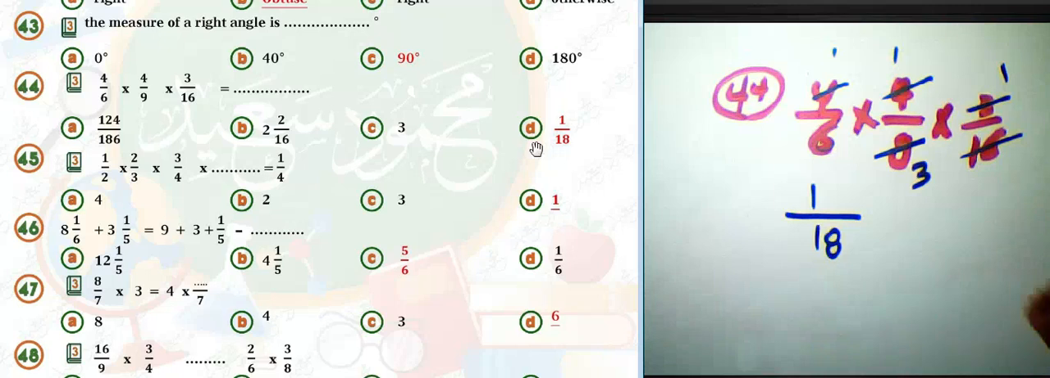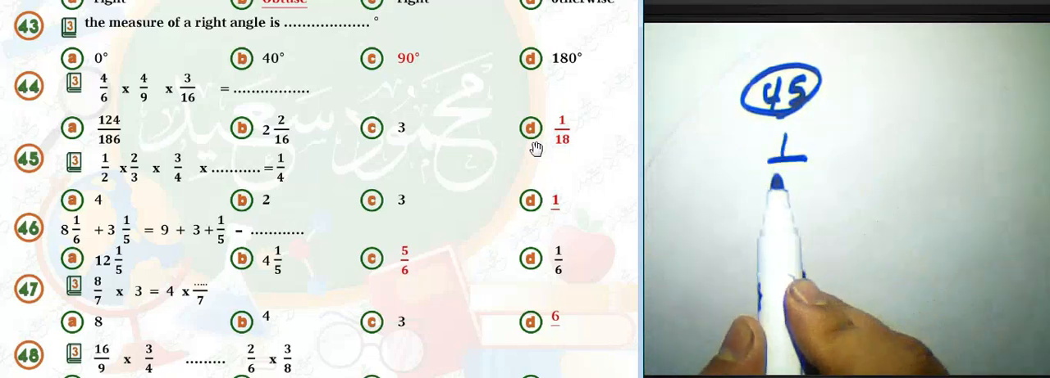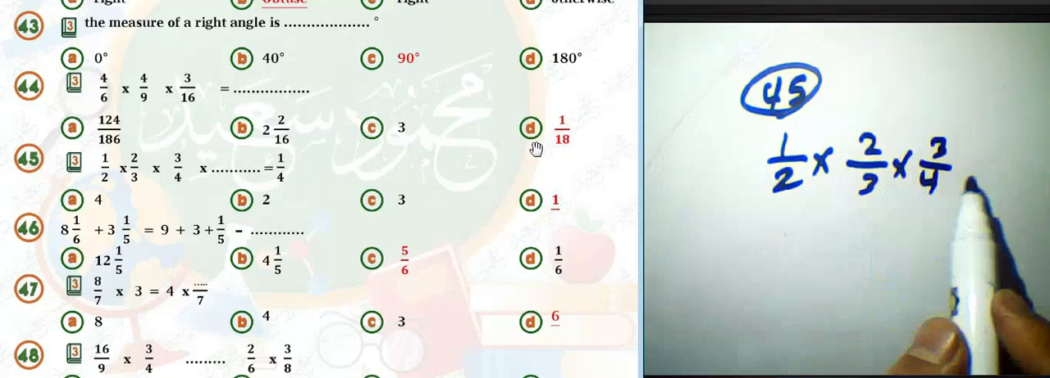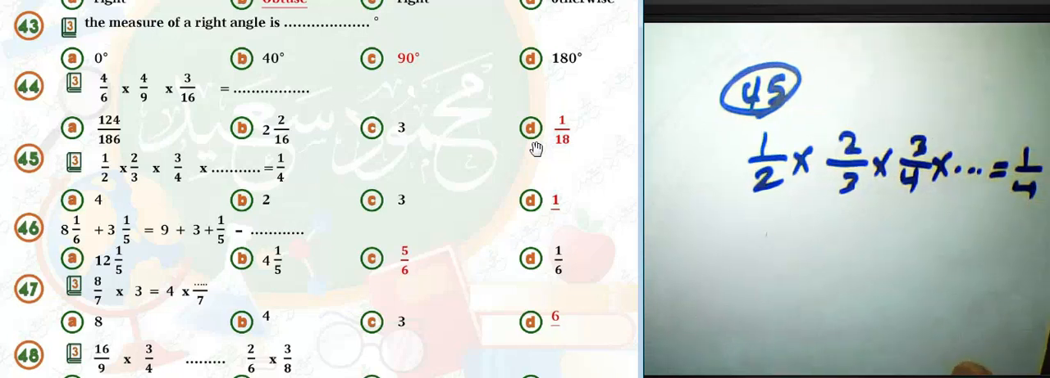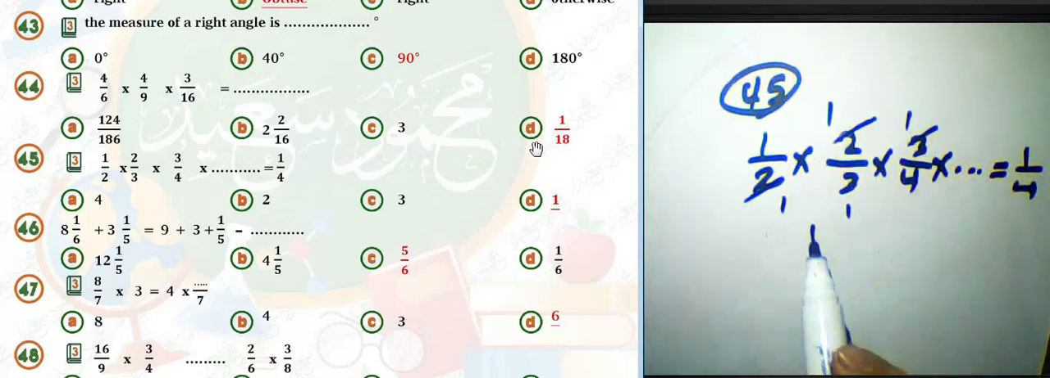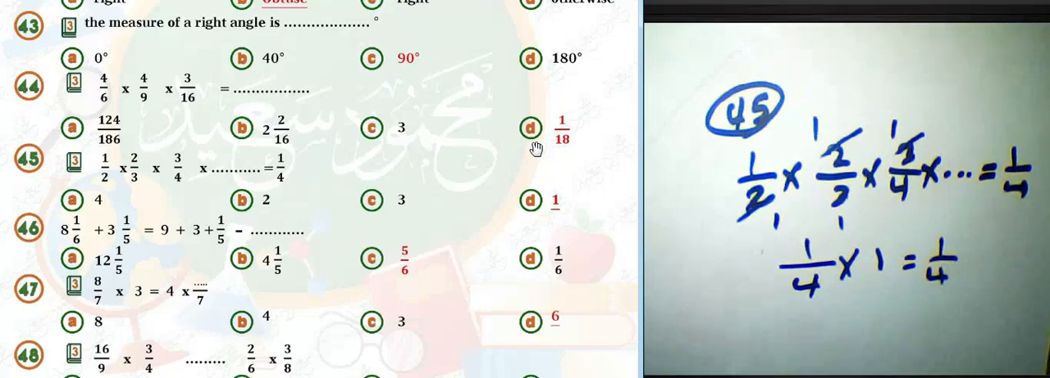Question 45. 1 over 2 multiply 2 over 3 multiply 3 over 4 multiply space equal 1 over 4. Who can tell me the result about this example? We can cancel 2 divided by 2 equal 1, 3 divided by 3 equal 1, 1 times 1 equal 1, 1 times 4 equal 4, so 1 over 4 multiplied by 1, it will be 1 over 4. Okay, the result will be 1. Choose letter D.